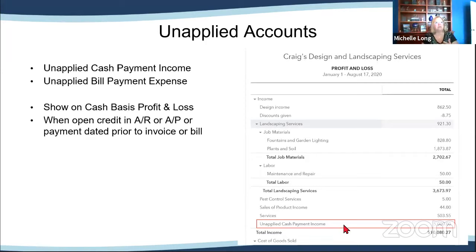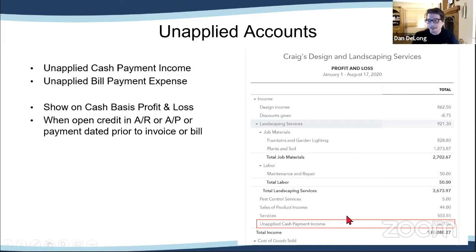And Dan, you had an example of a bill payment dated prior. Yeah, I was talking to a client, and they had the situation where in 2019 they had a bill payment, but then they applied it to a bill in 2020. So the way that the cash basis reports work is, for that period, as soon as QuickBooks stumbles across a payment where the payment is earlier than the bill or the invoice that it's applied to, QuickBooks then goes, aha, okay, well.